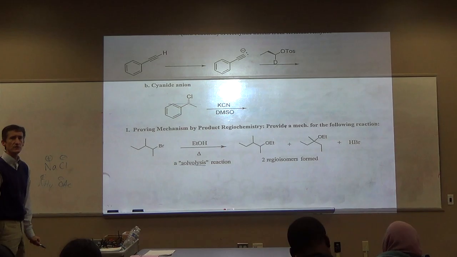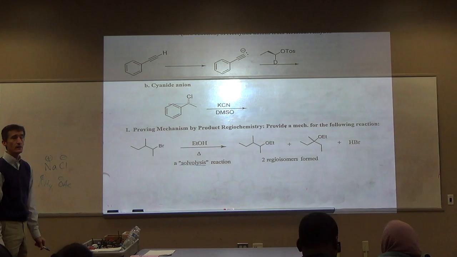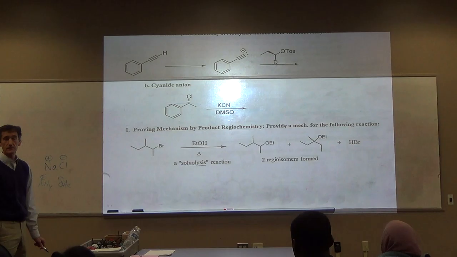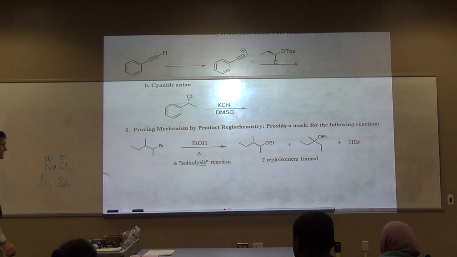What do we know about SN2? What's required for an SN2? Strong nucleophile. Is ethanol a strong nucleophile? No. It's weak. Can't do SN2. Game over. Right there tells you the mechanism. And that's the type of analysis you're going to have to do when you assess a reaction and then propose mechanisms. It's SN1.